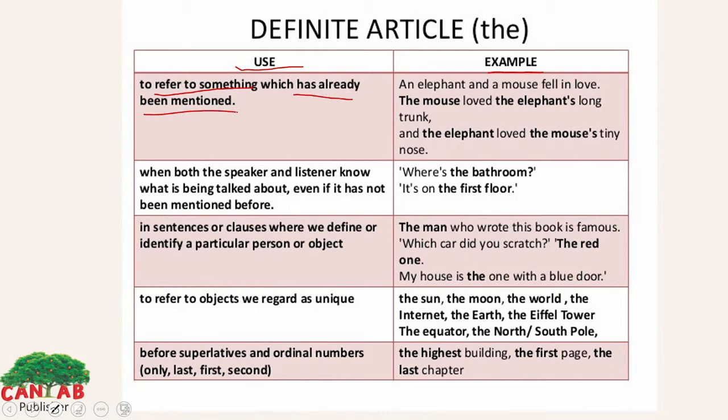here. Something that has already been mentioned, the thing is known to the speaker and the listener. An elephant and a mouse fell in love. The mouse loved the elephant's long trunk and the elephant loved the mouse's tiny nose. When both the speaker and listener know what is being talked about, even if it has not been mentioned before.